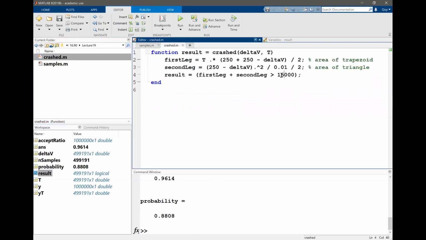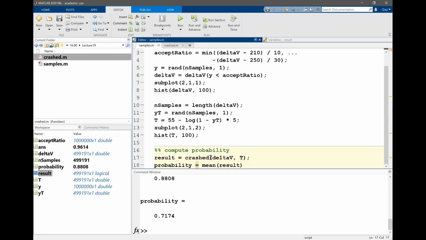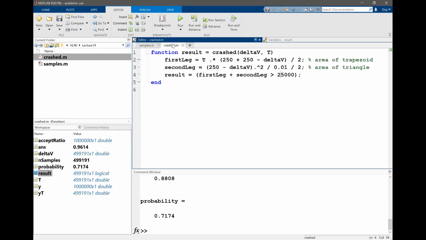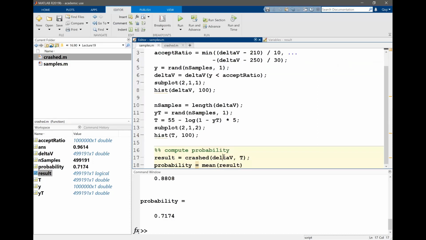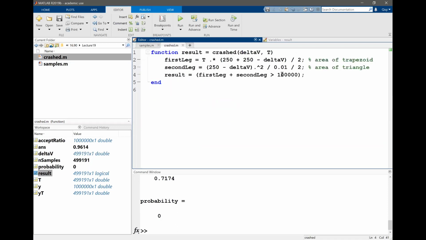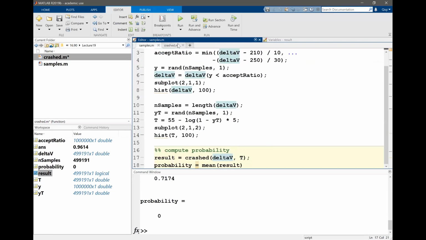So that probably means we still want to increase it further. Let's say 25 kilometers. We do it again. We have decreased our probability to 71%. Let's increase it further to 100 kilometers. And then we get a probability of 0. That means we can probably safely decrease our distance to 80 kilometers and try again. Say that, and then our crashing probability is 1.2%.